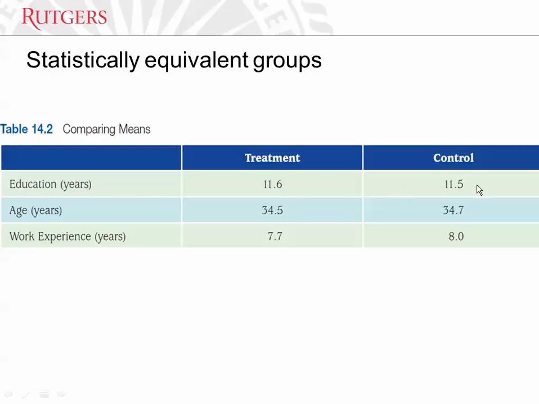None of these differences in the mean or average level of education, none of the differences in the mean or average level of age, and none of the differences in the mean or average years of work experience, none of those differences are statistically significant. They're only chance variation. So that's what's meant by statistical equivalence.